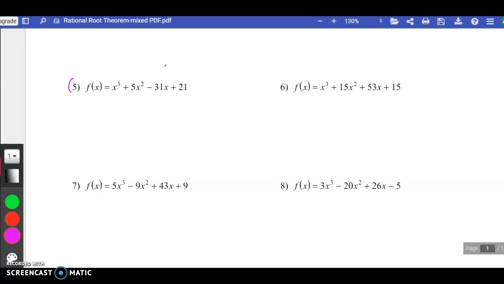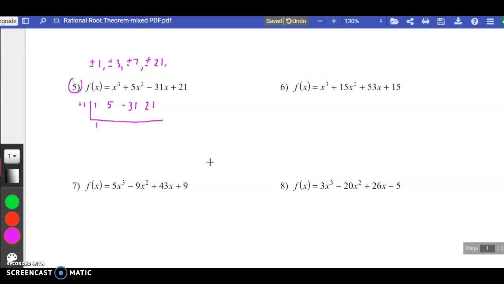I'm going to look at number 5, and I've already got the notes on this. So my P over Q list is plus or minus 1, plus or minus 3, plus or minus 7, and plus or minus 21. If I go through and try positive 1, get this written out here, and I may erase some of this as I go, which is not ideal, but I don't have a lot of room on this sheet.